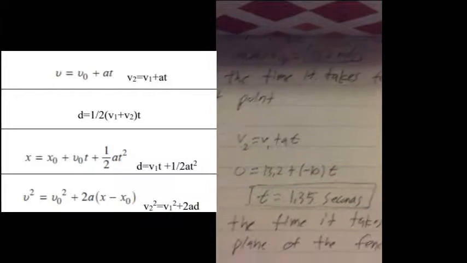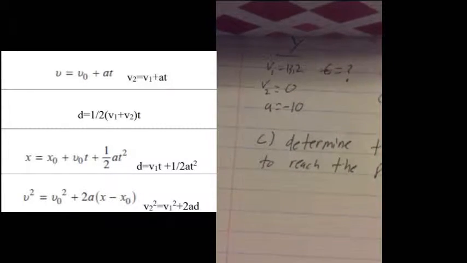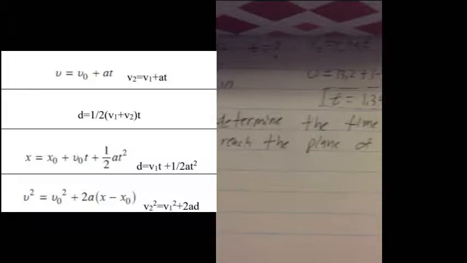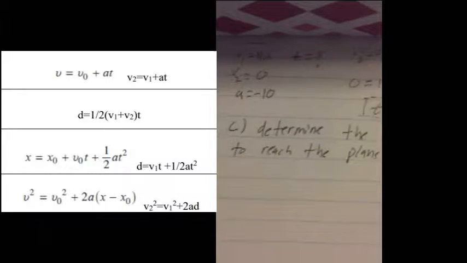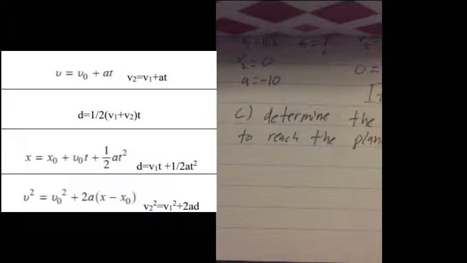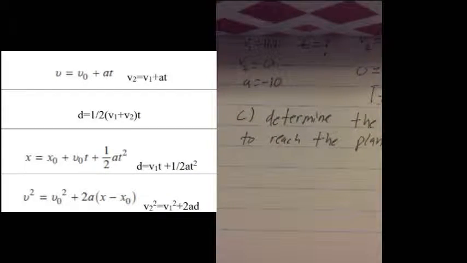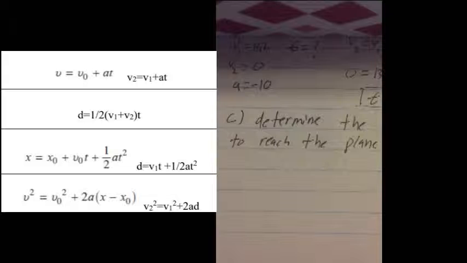All right, so now the third part of this problem is to determine the time it takes for the ball to reach the plane of the fence. So we're just trying to figure out at what time it will get to that distance of the fence. So again, we need to use a kinematic here, and we need to find out which one by writing down all the information that we know.